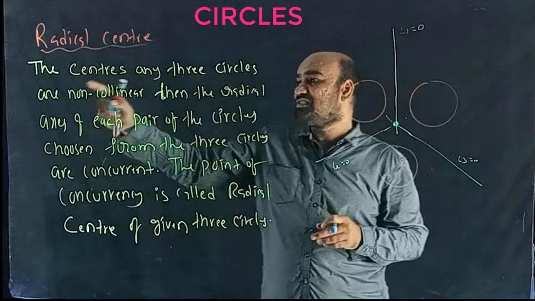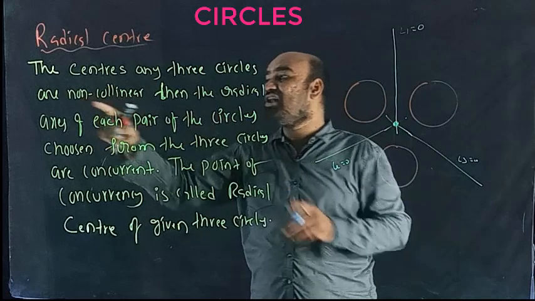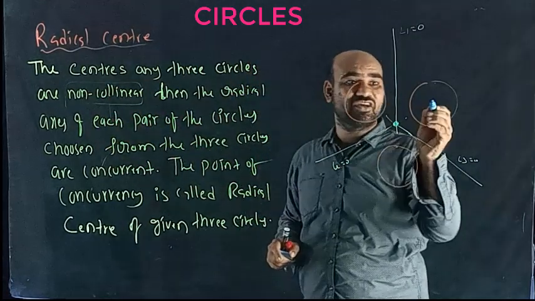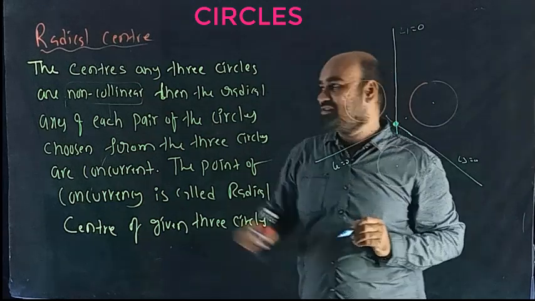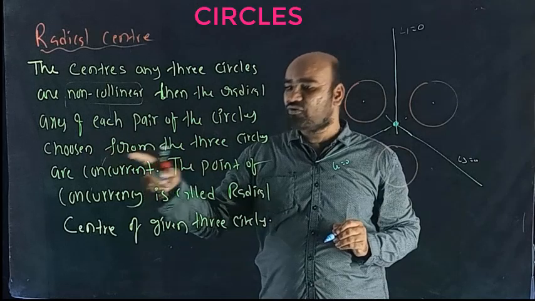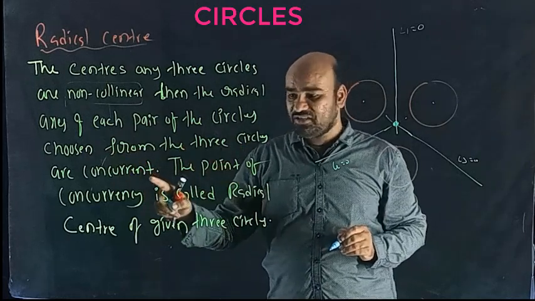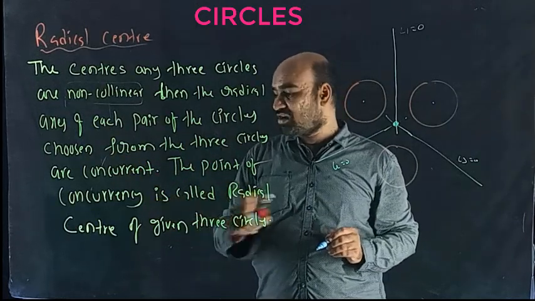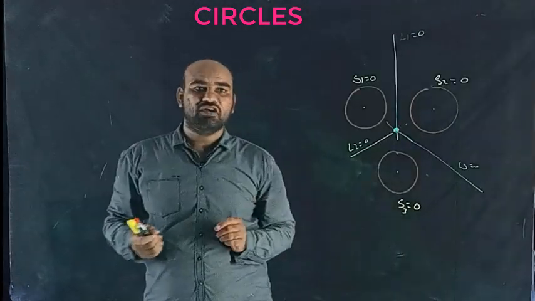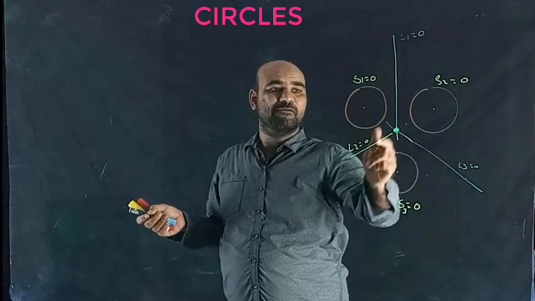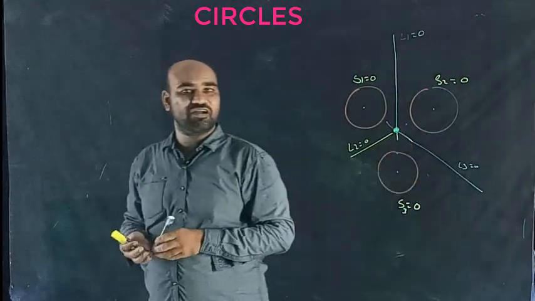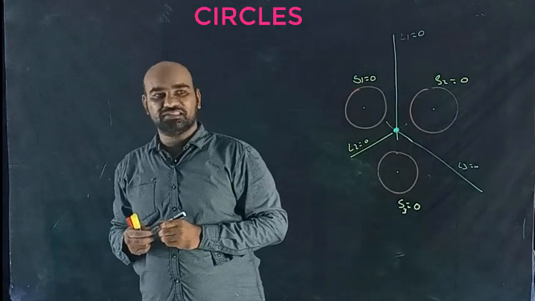So the centers of any three circles are non-collinear. This is important, non-collinear, meaning these three points are not collinear. Then the radical axes of each pair of circles chosen from the three circles are concurrent. The point of concurrency is called the radical center. Okay students, now I want to prove that these three radical axes are concurrent. The point of concurrence is known as the radical center.